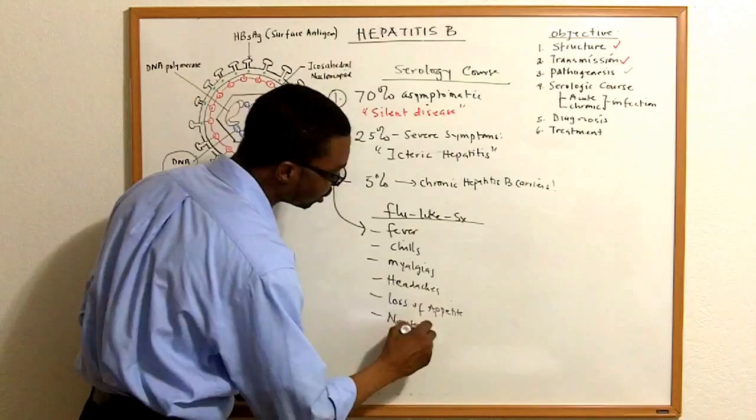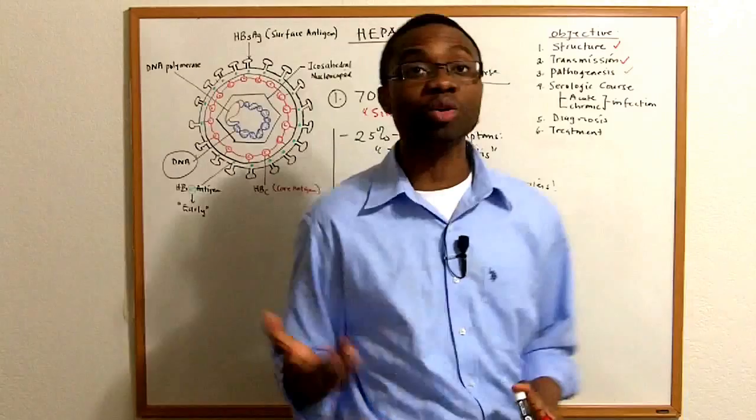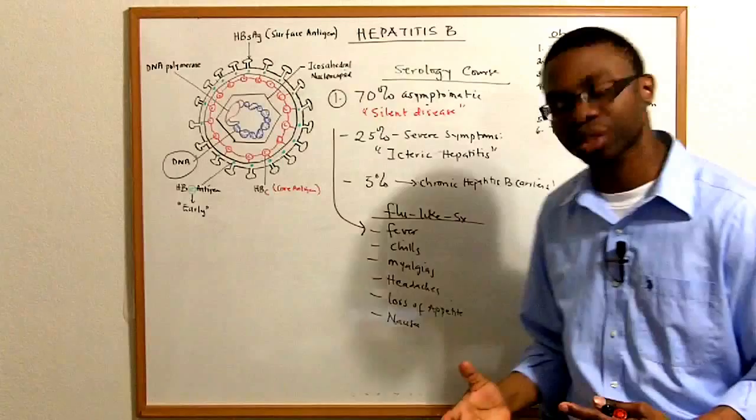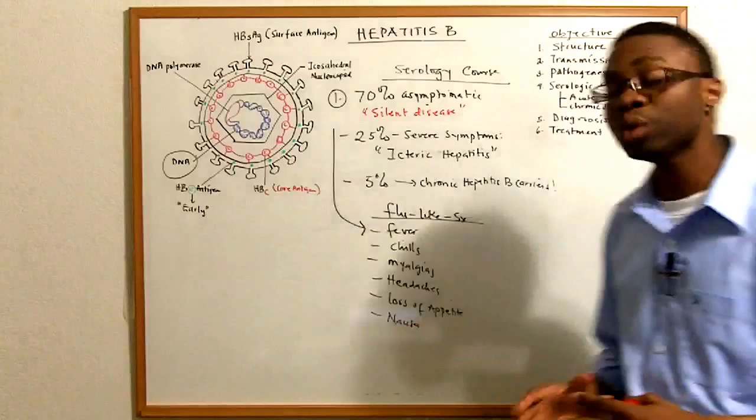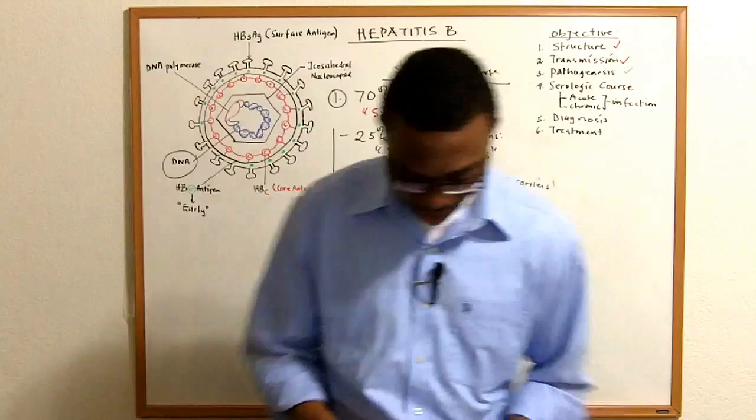For patients that actually develop mild symptoms, it feels like you're just having a flu. So patients don't know they're actually having a hepatitis B viral infection. But these are usually mild flu-like symptoms. However, if you do develop a severe icteric hepatitis, these are the symptoms patients are now going to present with.